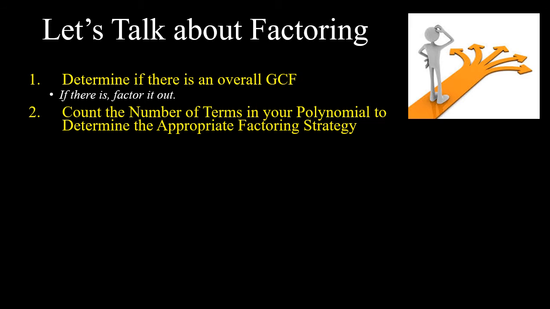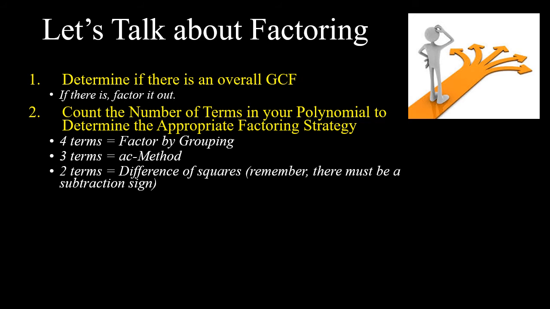How many terms are there in my polynomial? You're going to count the number of terms in your polynomial to determine the appropriate factoring strategy. Maybe it's got 4 terms. Then you would use factor by grouping. If it has 3 terms, if it's a trinomial, we would use the AC method, of course. And then if there's 2 terms, we're probably going to be using difference of squares, but remember when you're using difference of squares, there must be a subtraction sign.